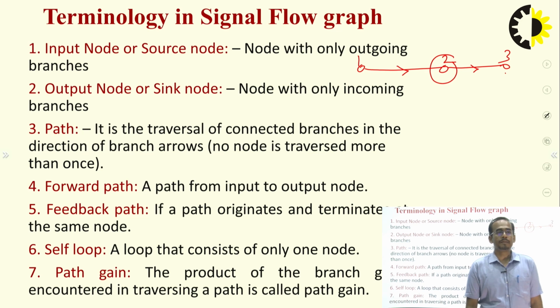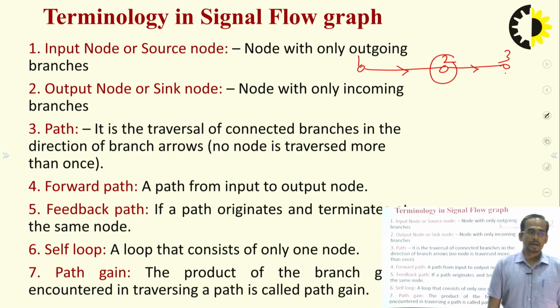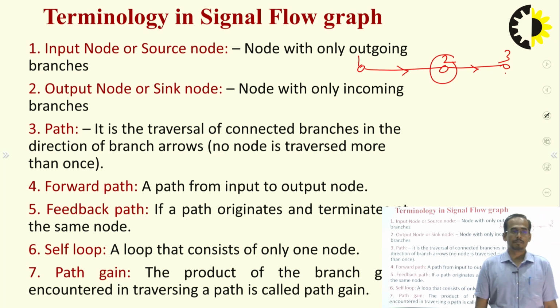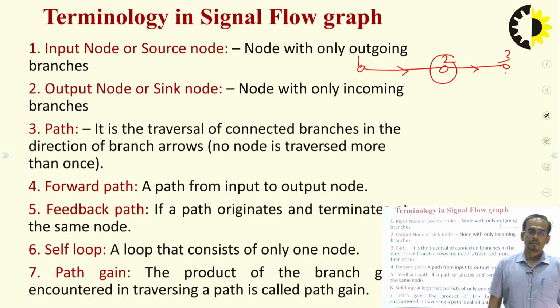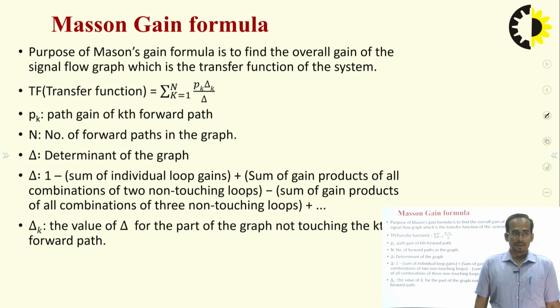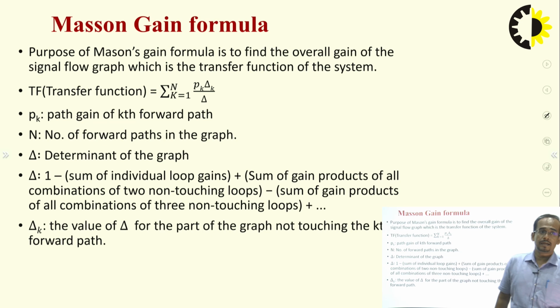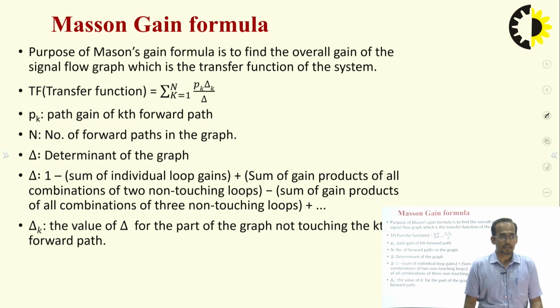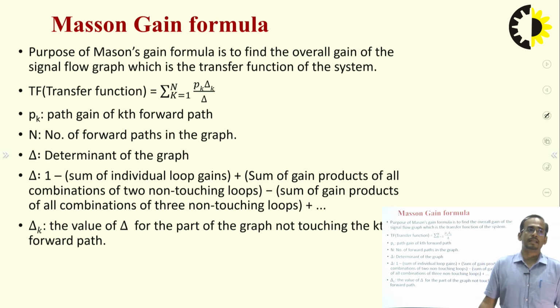Self loop is a loop that consists of only one node, and path gain is the product of the branch gains encountered in traversing a path. Now coming to Mason's gain formula. The purpose of Mason's gain formula is to find the overall gain of the signal flow graph, or you can say the transfer function of the system.